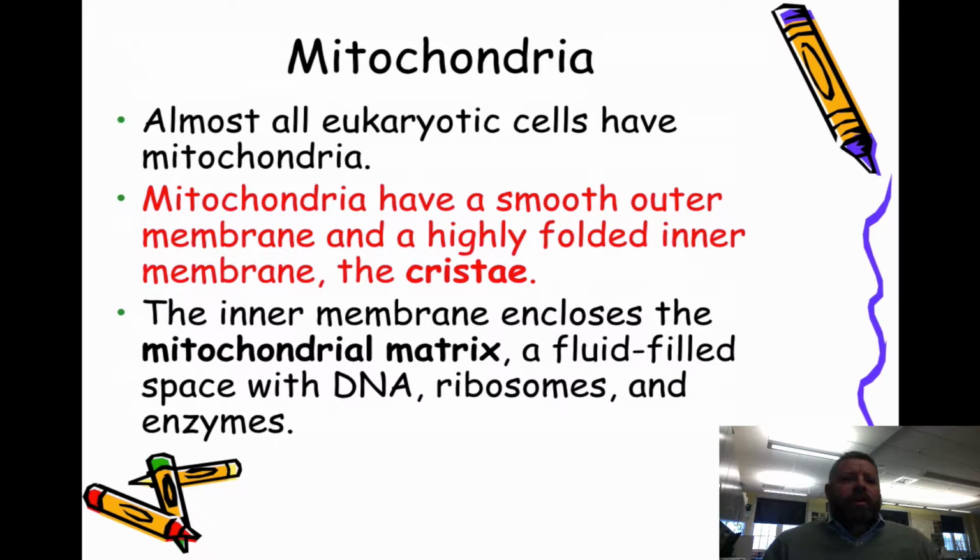So mitochondria are found in almost all eukaryotic cells. I can't think of many eukaryotic cells that don't have them.